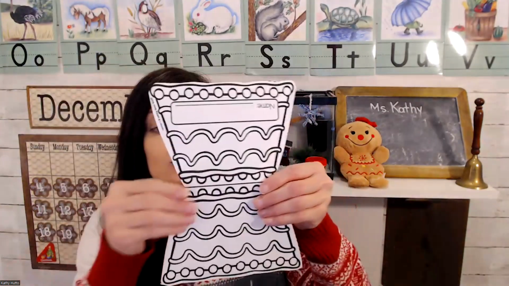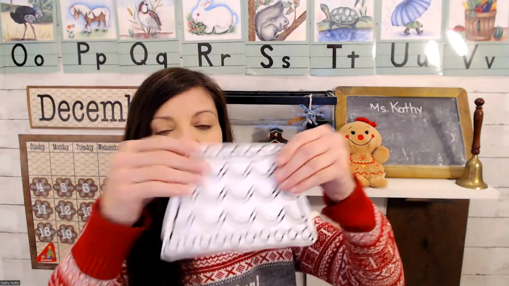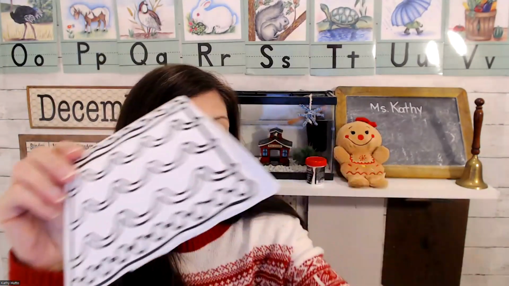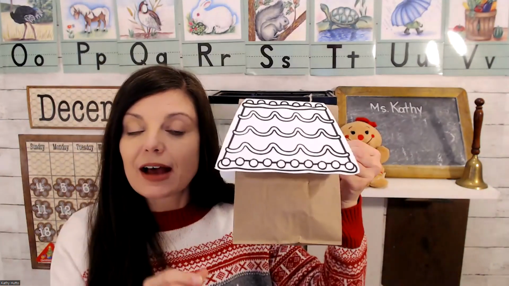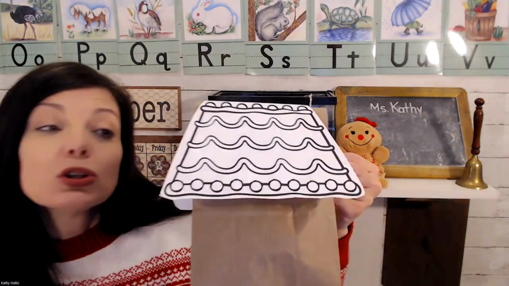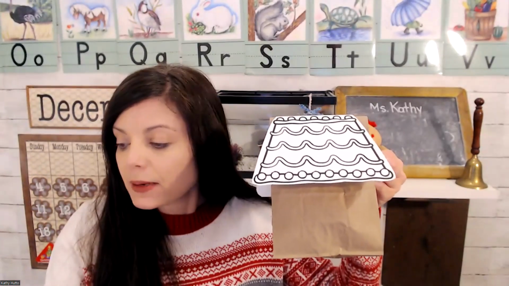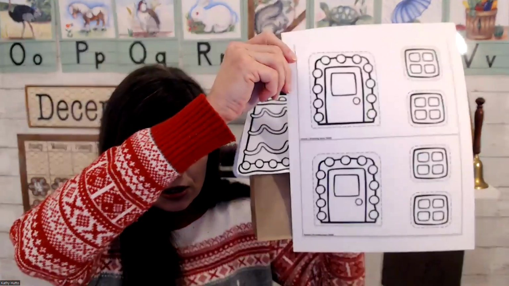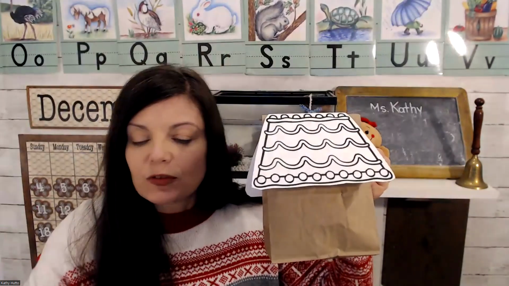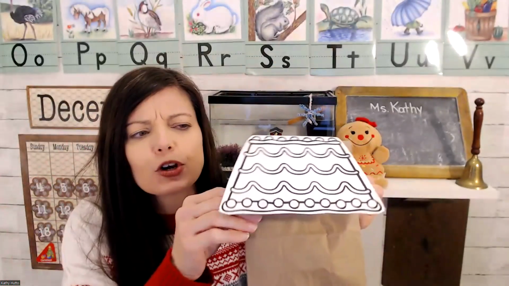Then what I'm going to do is fold it right in the middle, just like that. And this is going to be the roof of my gingerbread house. So I'm just going to take some glue and glue that on. And I'm going to make sure, because I have some little doors, that I think it'll still fit. You might have to move your bag up a little bit taller if your door won't fit. But I think ours will be okay.